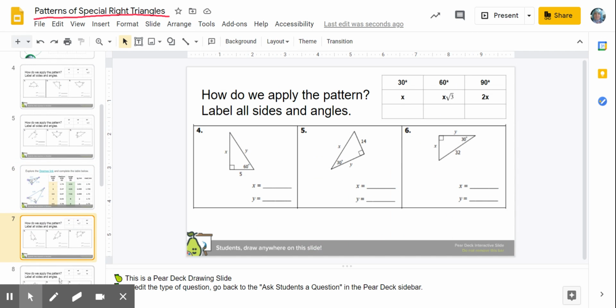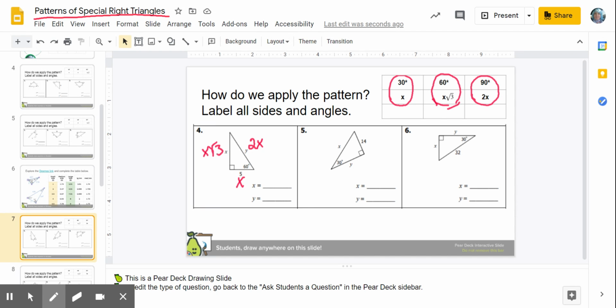So let's go look at slide 7 and see if we can make sense of this. Okay. Opposite the 30 is the x. Opposite the 90 is the 2x. It's twice as big. And then you multiply that small side by the square root of 3 to get the side opposite the 60. So if I label my triangle, this is the small side. This is the biggest side. And this is the medium side.